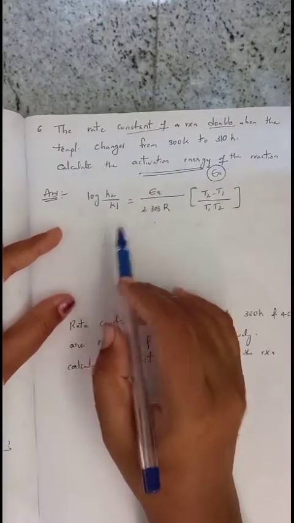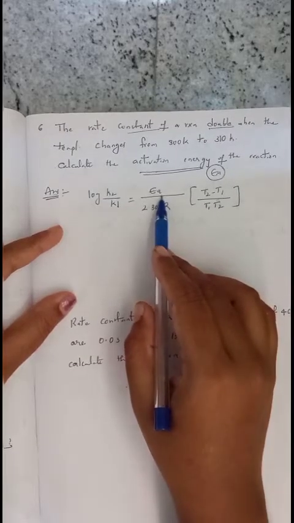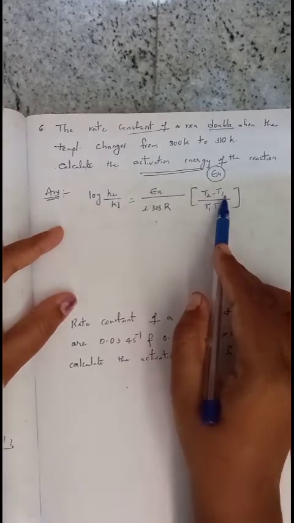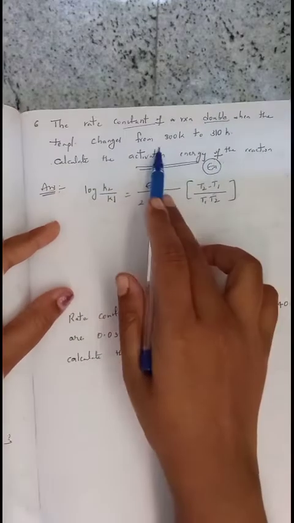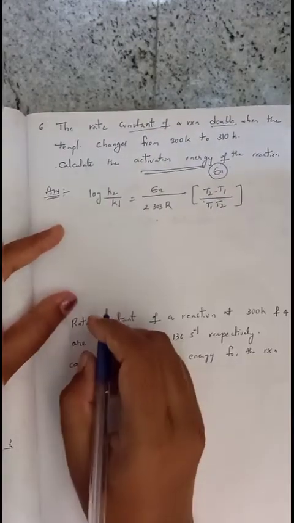K2 and K1 are nothing but rate constants. EA is the activation energy, which we want to find out. T2 is the final temperature and T1 is the initial temperature. Initial temperature is 300, final temperature is 310. You just substitute those values.